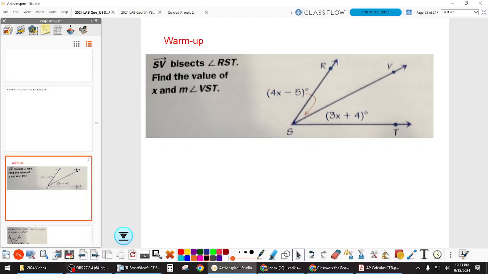So what does bisect mean? Split equally, good. So we can mark these two angles as congruent. And then what do you do with the two expressions? Yeah. So we'll show all the steps, I guess, this time.